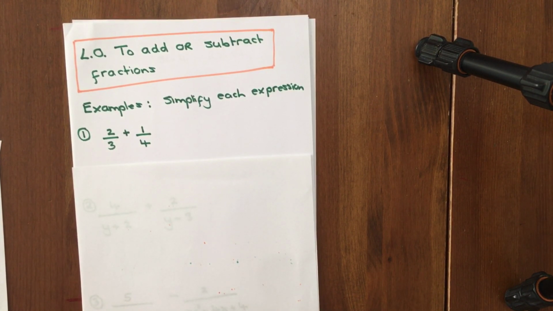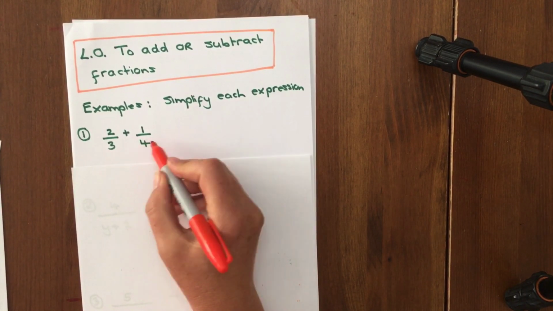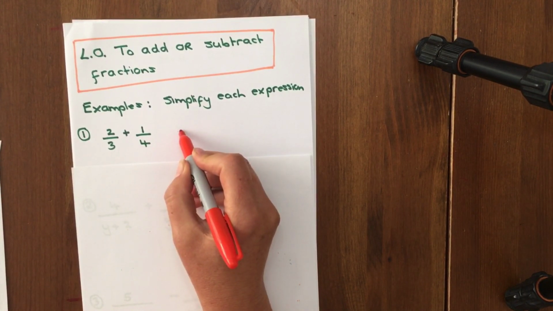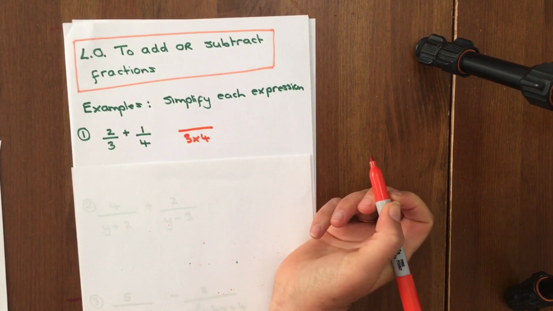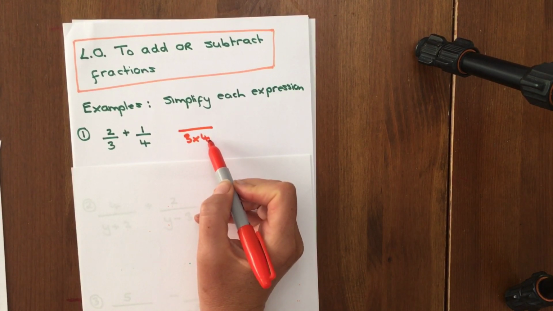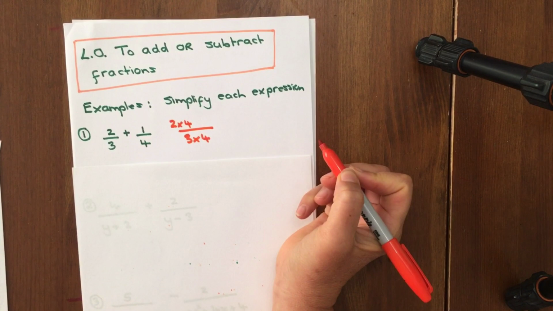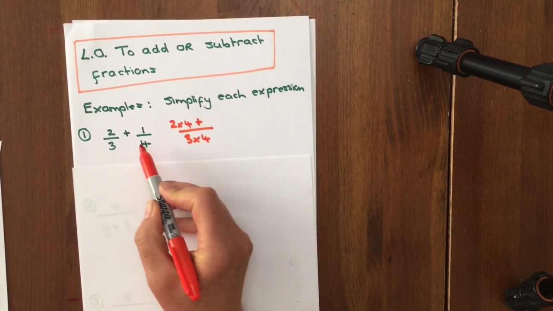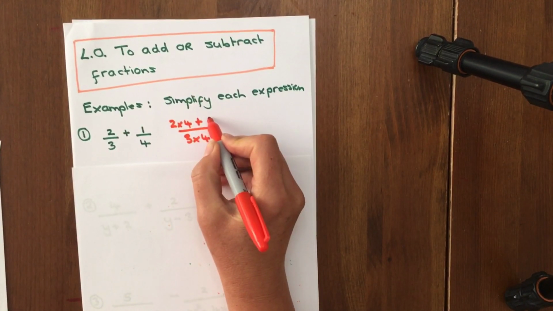So if I was to add these fractions, what would I do? Well, I would make sure that I have a common denominator. So I would make my common denominator 3 times 4. I would then say 3 goes into 3 times 4, 4 times. So on the top here, I've got 2 times 4, plus 4 goes into 3 times 4 3 times. 3 times 1 is 3.